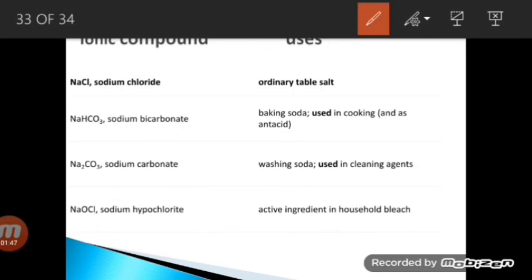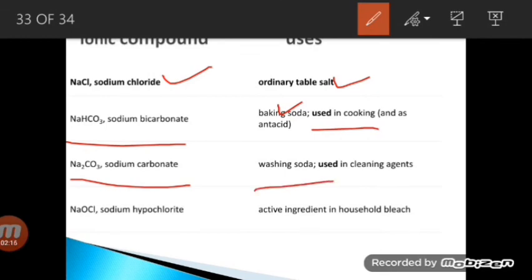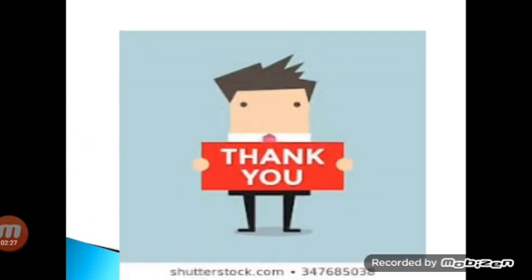Some ionic compounds and their uses. Here are some ionic compounds. Sodium chloride is called ordinary table salt, which is domestically used everywhere. We have sodium bicarbonate. Sodium bicarbonate is basically called baking soda domestically, and it is used in cooking as an antacid and in baking products. Sodium carbonate is used as washing soda, which is used as a cleaning agent in detergents. And we have sodium hypochlorite, which is an active ingredient in household bleach. So these are some common compounds with their uses.